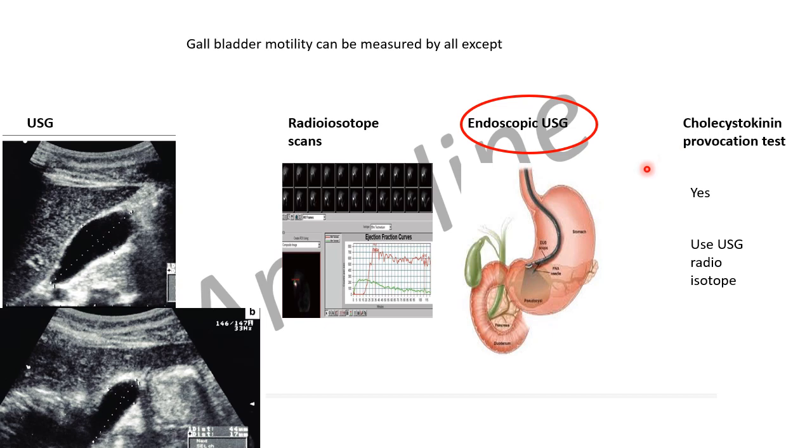Cholecystokinin provocation test. Yes, you can give cholecystokinin and see whether the gallbladder is contracting very well. As I told you, cholecystokinin has actions. It will relax the sphincter of Oddi. It will increase the contraction of the gallbladder. So if you find a distended gallbladder, you gave the cholecystokinin provocation test and you found it promptly shrinking, then you know the gallbladder motility is normal.